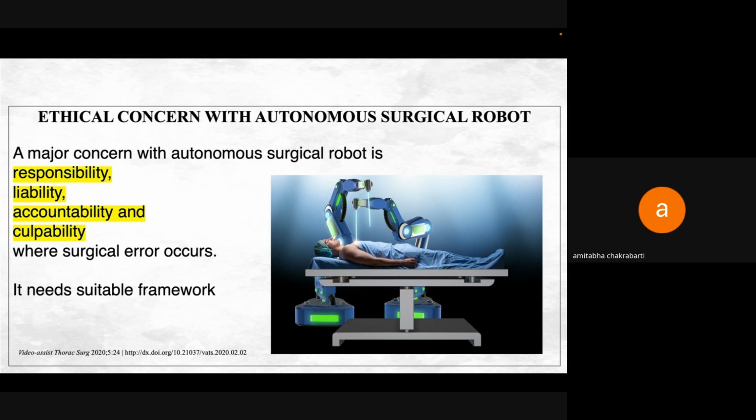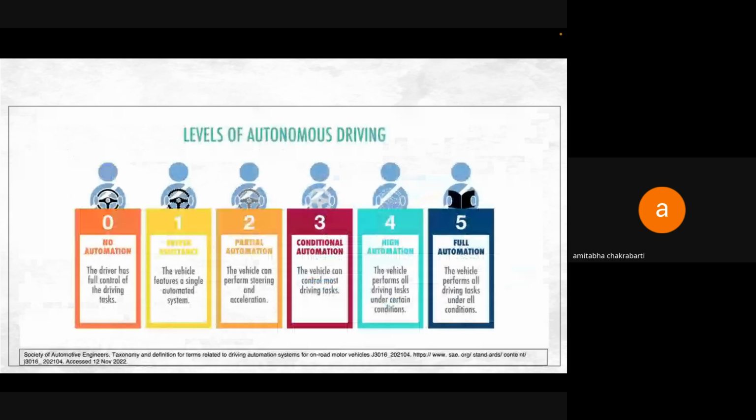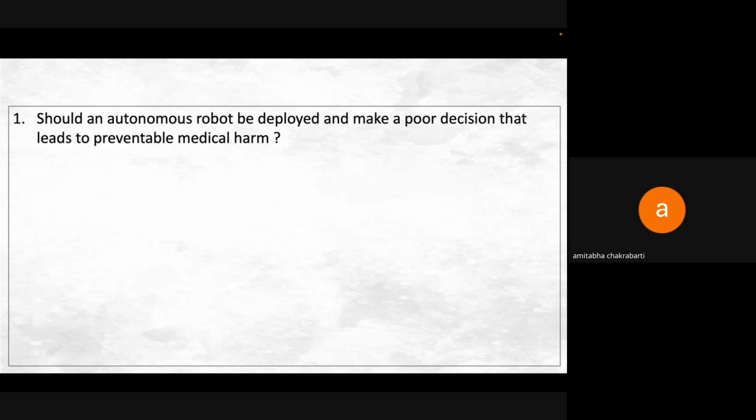Who will be liable? Who will be accountable? Who will be culpable? With the development of autonomous robots, humanoid robots, this question is cropping up, and this is yet to be resolved. Because should an autonomous robot be deployed and make a poor decision that leads to a preventable medical harm, this question has to be answered.